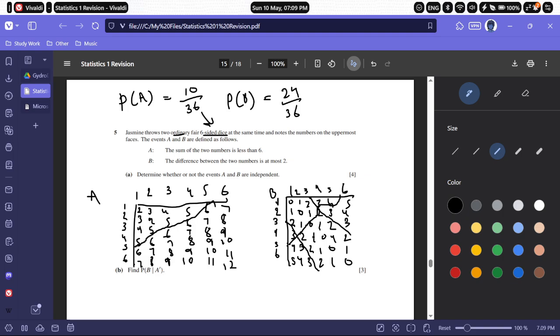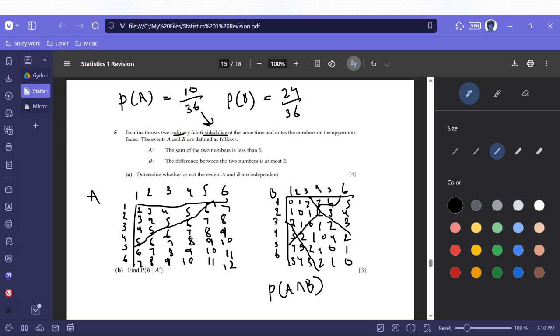For P of A intersection B, the overlap between the two regions is in a way the intersection. So let me just list that: 1, 2, 3, 4, 5, 6, 7, 8, 9, 10, 11, 12, 13, 14, 15, 16.